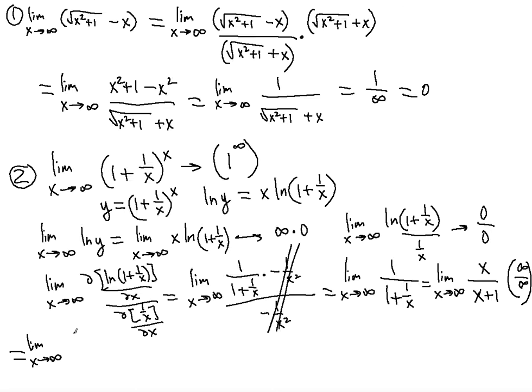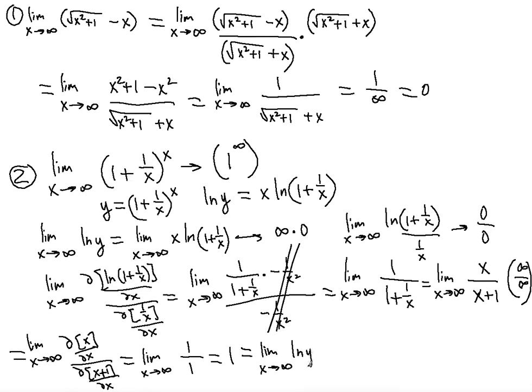So in this case, we're going to take the derivative of x with respect to x divided by the derivative of x plus 1 with respect to x, right? So that's going to give us, as x approaches infinity, 1 over 1, right? And that gives us 1. But we're not quite done yet. This is not the limit of the original function. This is the limit of the ln of that function, right? Just to make sure you remember that this is the limit of ln y.